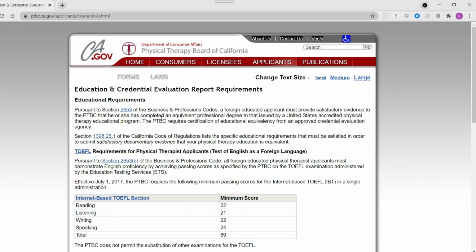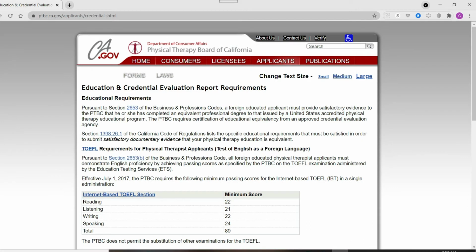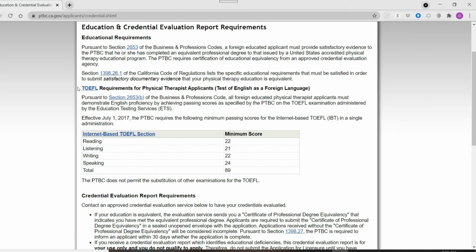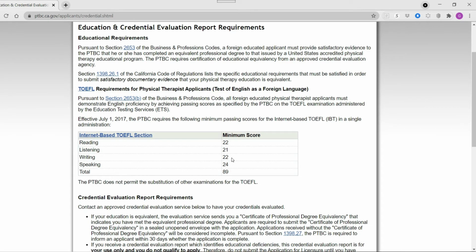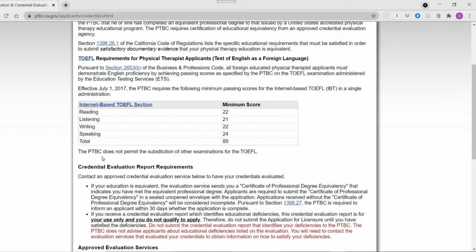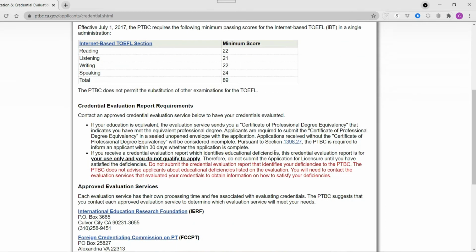It means you need to have credentialing, and we'll get to the credentialing agencies later. So you have to pass the TOEFL, minimum passing score for California. The reading is 22, listening is 21, writing is 22, speaking is 24, a total of 89. Okay? PTBC does not permit substitution of other examinations for the TOEFL. So they only accept the TOEFL examination.